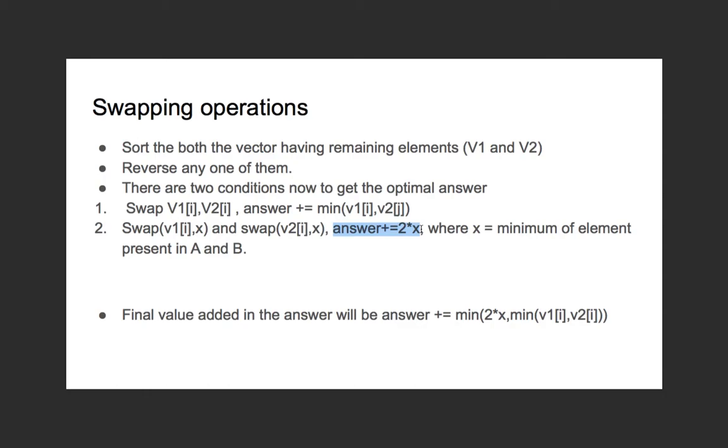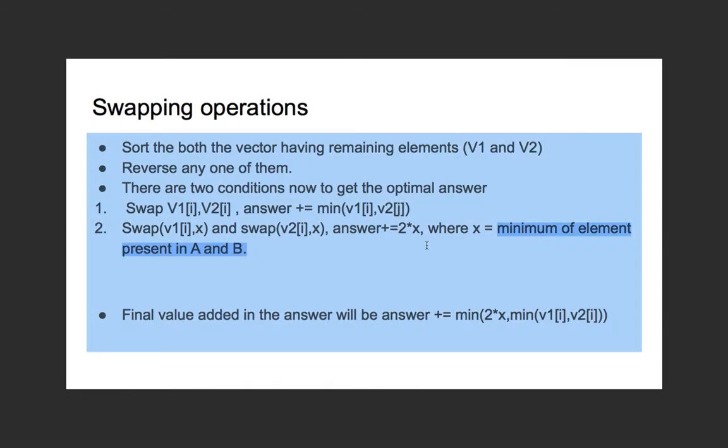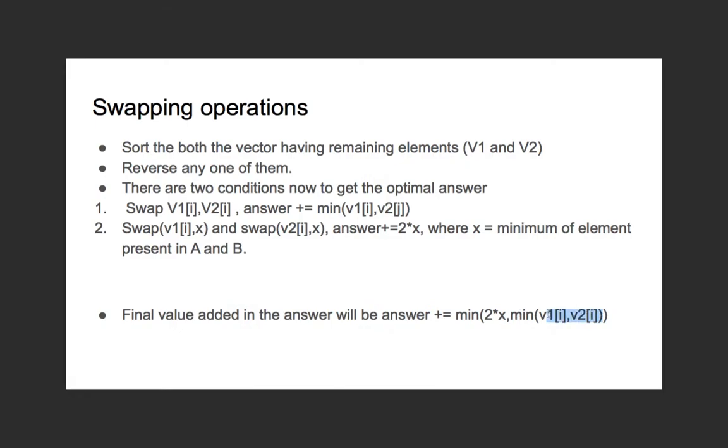So the final answer we can get is answer plus equals the minimum of 2 into x, where x is the minimum element present in both a and b, and the minimum of v1, v2 of I. This is the cost which we will be adding to the answer.